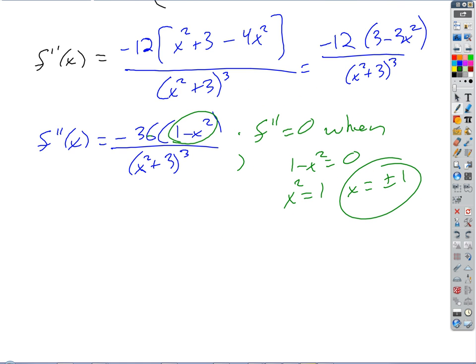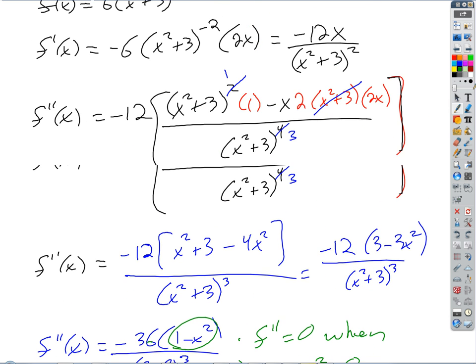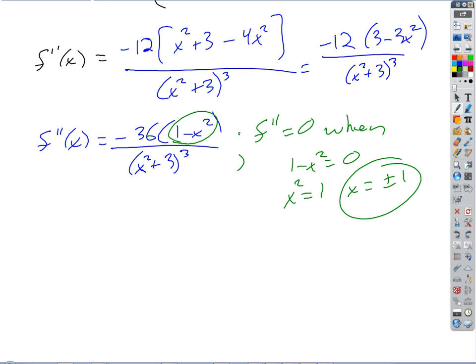So all we've got to do then in our table, wow, that takes a lot of space. Yeah, my notebook's almost full. That's a lot of space, yeah. So we'll just do this.